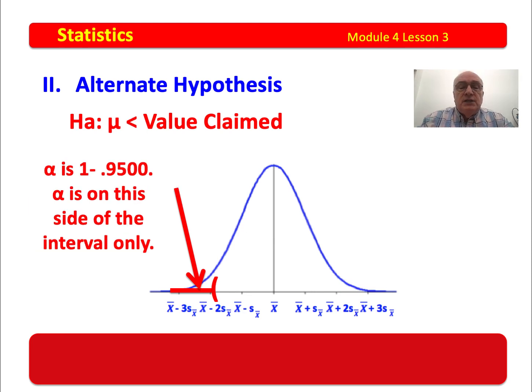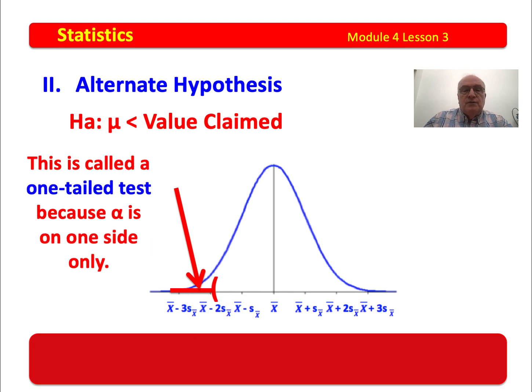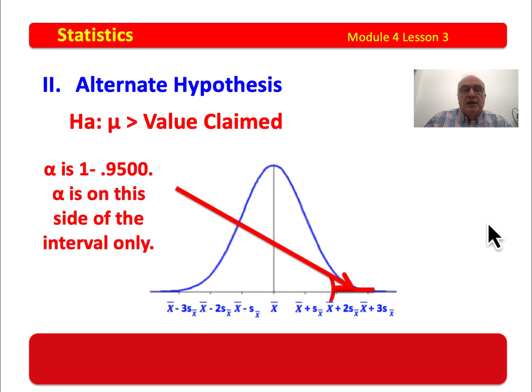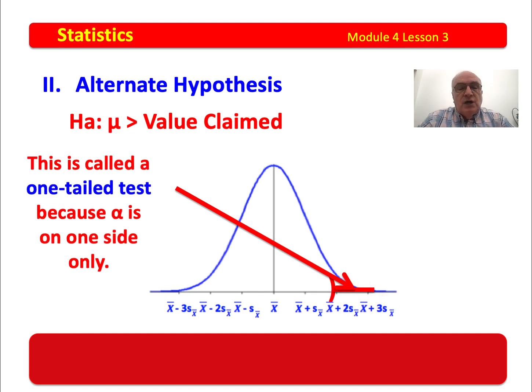If mu is less than a value claimed, and you have 95%, then you have a full 5% error on this side. So if you draw the picture, you label the boundary, it makes it easier to understand what you're going to do from that day forward. This is called a one-tailed test because all the error is on one end. And if mu is greater than a value is your alternate hypothesis, then same thing as before. This becomes a one-tailed test. If you're 95% confident, then 5% of your error is on this end. This is called a one-tailed test because alpha is on one side only.